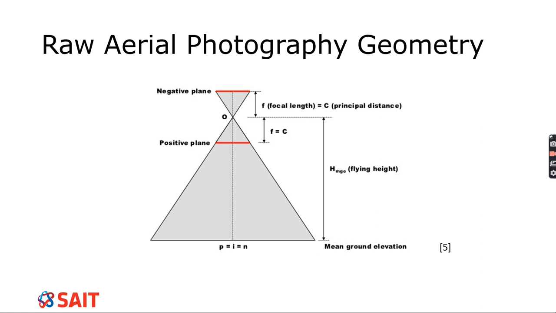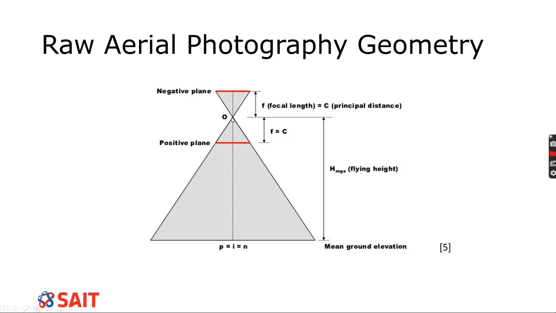Moving on to the geometry, there are a few terms I need you to know, and these are all listed here. If we say that the camera is up here, the negative plane is where the film is, and the positive plane doesn't actually exist in the physical world. It just exists in an ideological, or imaginary, world. So the negative plane is the film.